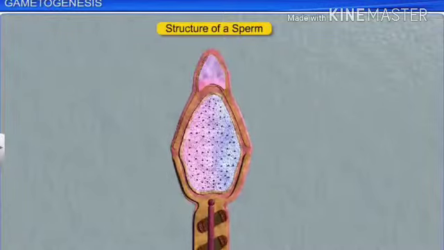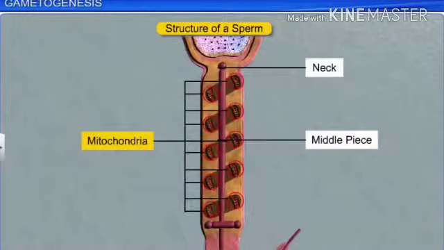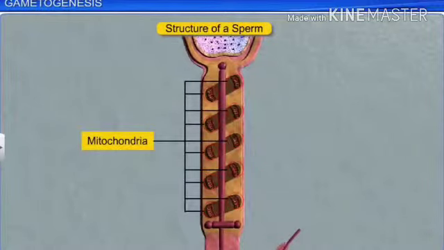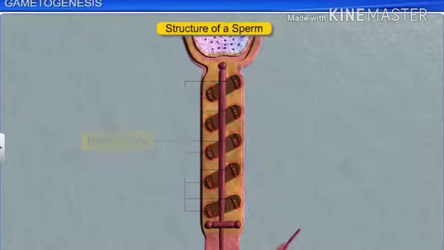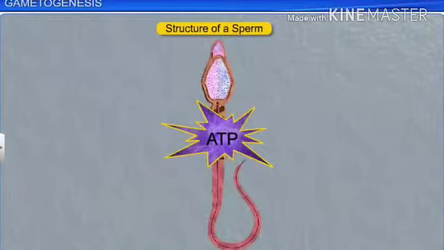The sperm's head is followed by its neck and middle piece, which is filled with mitochondria. These mitochondria break down glucose in the semen to produce ATP, an energy molecule that powers the movement of the sperm's tail.